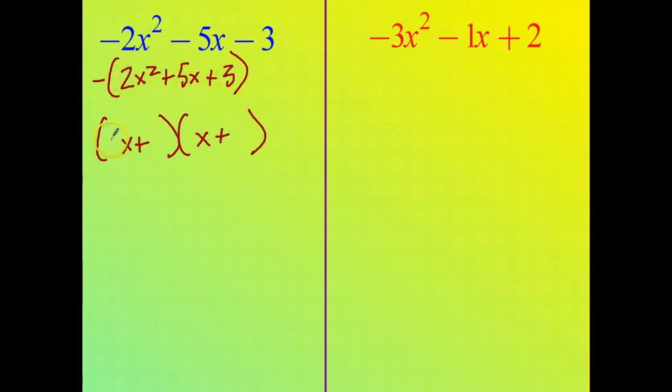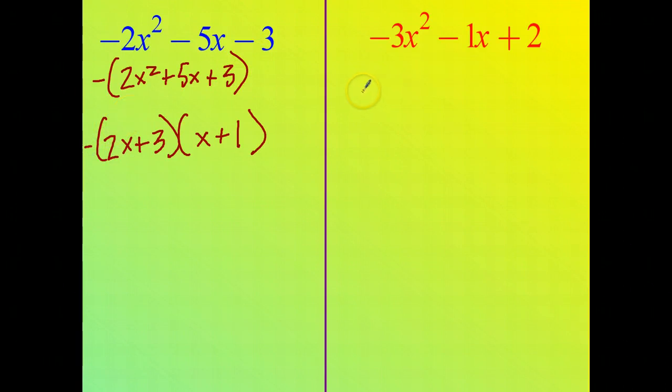That's going to be too much, so I know that it's going to have to be 2x plus 3 and then x plus 1, okay? 2x times x is 2x squared, 3x, and then 2x times 1, that's 5x, 3 times 1, and then the whole thing is negative. Okay, so that's your answer there.